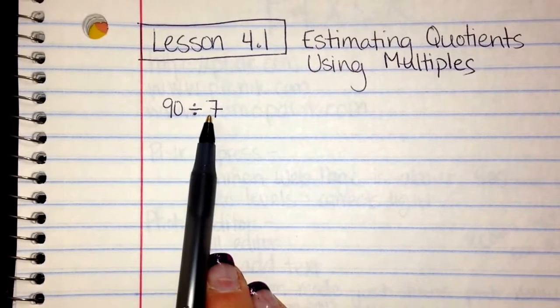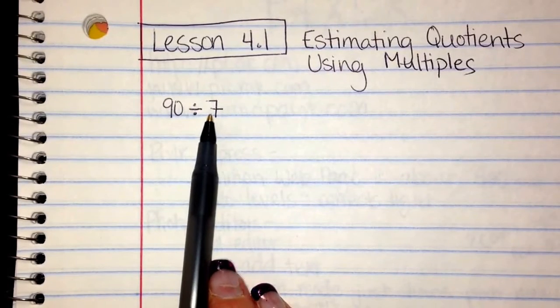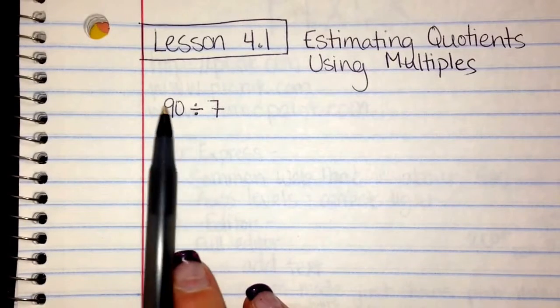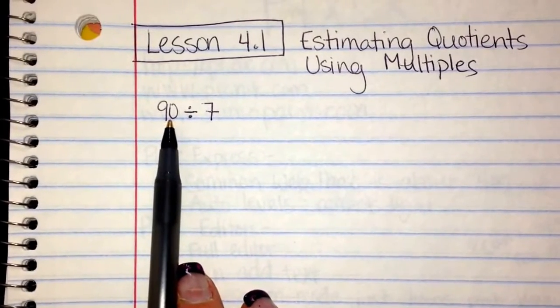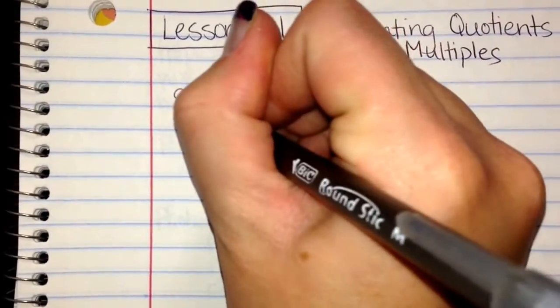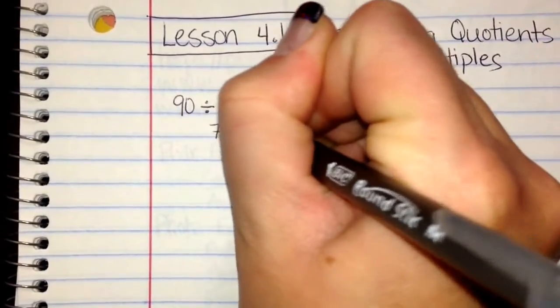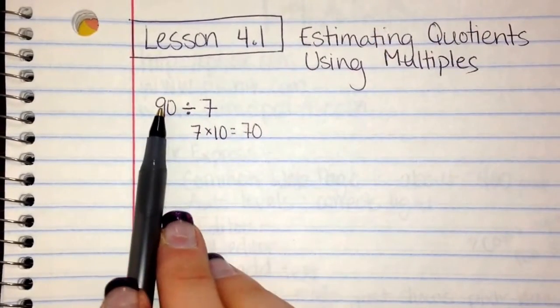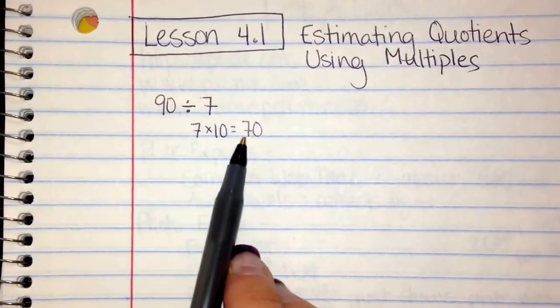So I could start by listing all the multiples of 7, starting with 7, 14, 21, but that's going to take me a while to get up to 90. So I'm going to think of something a little bit closer that I could start with. I know that 7 times 10 equals 70. And that puts me pretty darn close to 90. So I'm going to go ahead and start there.